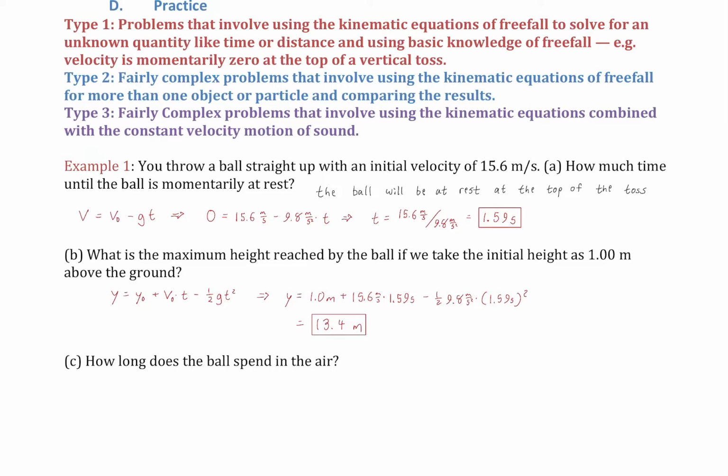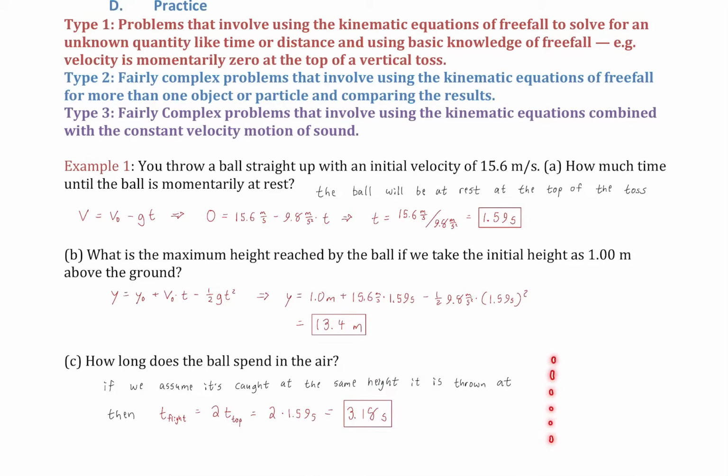Okay, and then how long does the ball spend in the air? So here I'm going to assume it's caught at the same height it is thrown at. So it's essentially going to start at 1 meter and come back down to 1 meter. In that case, it's just double the time to get to the max, because it goes up to a particular max height, and then it comes back down. It spends equal time coming down as going up, so we can just double 1.59. So we can say the time of flight is just twice the time to get to the top.